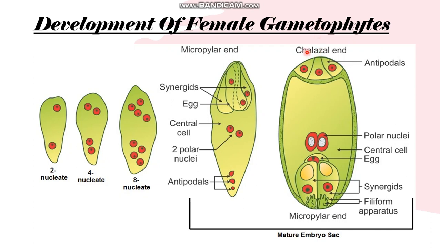Now at the chalazal end, the 3 cells which are formed are known as antipodals. The 2 nuclei which were there in the center are known as polar nuclei. The cell in which they are present is known as the central cell. This is the largest cell of the embryo sac. So this complete structure is the mature embryo sac.